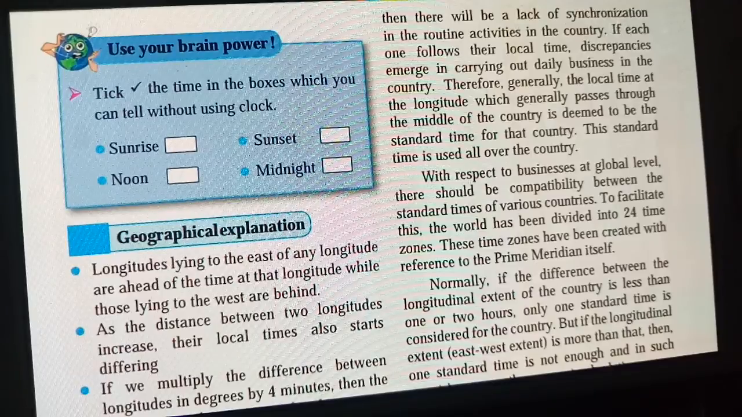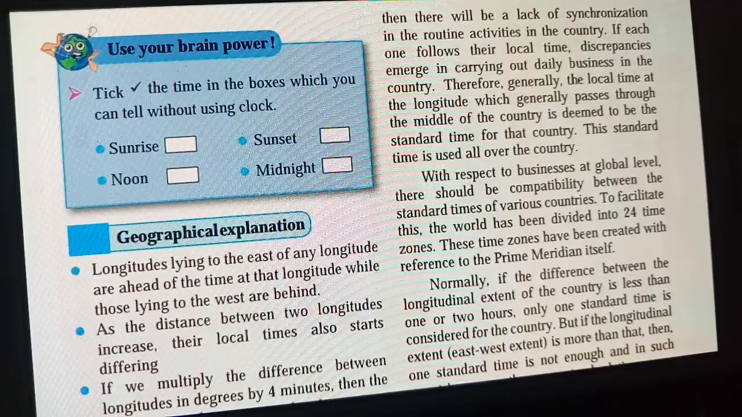With respect to businesses at the global level, there should be compatibility between the standard times of various countries. Various countries have their own standard time. It is not like India having 7 o'clock means the Greenwich meridian will have the same time. Not like that. Different countries have different standard times according to their longitudes and latitudes, depending on where they are located.